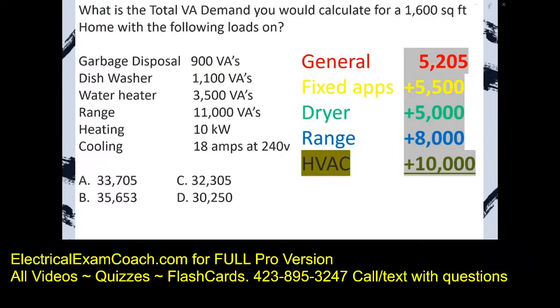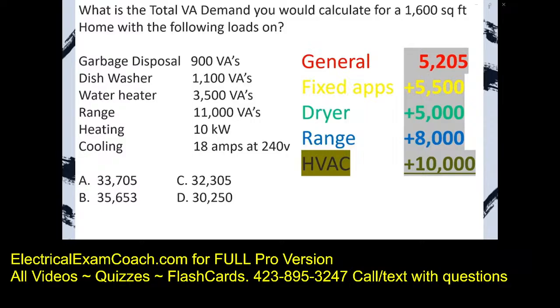Now all we have to do is total all of our loads. Make sure that you push the equals button in between each addition. The reason is sometimes when you add a bunch of numbers without clearing it out, it will mess up inside the calculator. So I'm going to do mine like this: 5,205 plus 5,500, and then I'll hit the equals button. And then I'll do plus 5,000, plus 8,000, plus 10,000, pushing the equals button in between each time just to make sure I end up with the right answer.